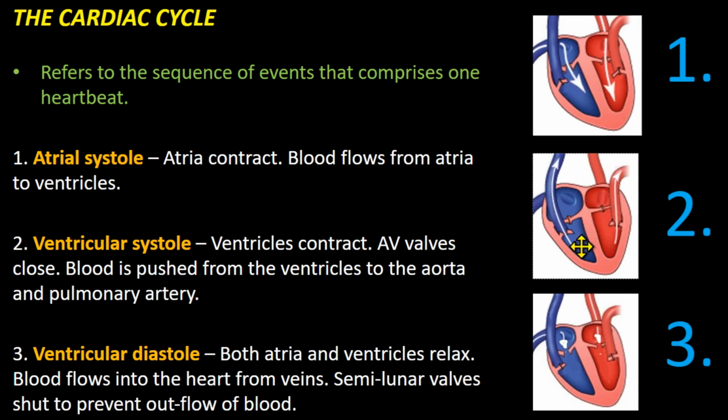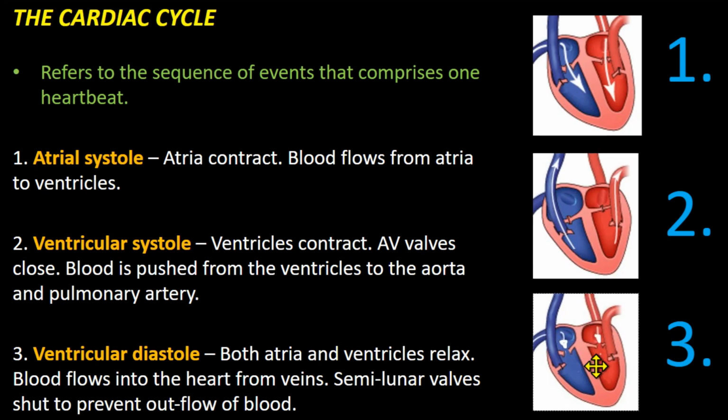During ventricular systole, the ventricles are going to contract. So imagine that they are going to squeeze, and the atrioventricular valves would close. Blood would push from the ventricles to the aorta and the pulmonary artery. Basically, the blood is being squeezed out of the heart at this point.